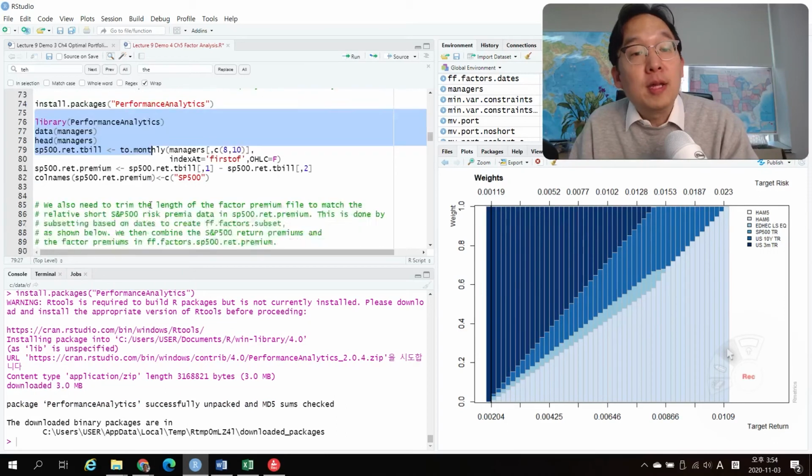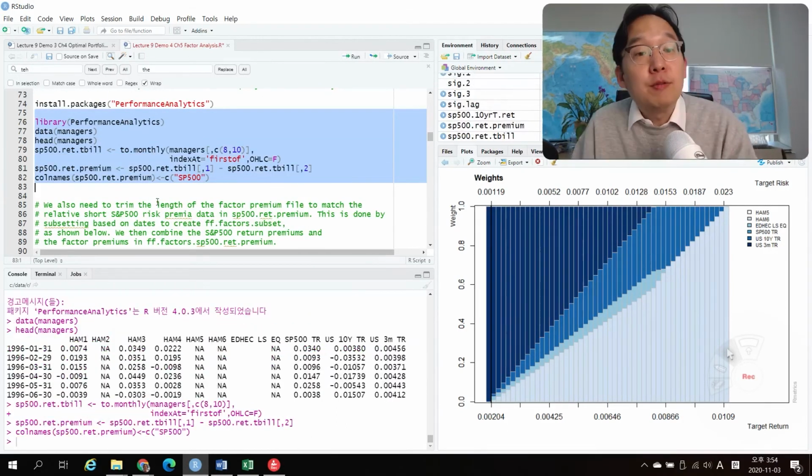Yes. And then see manager's file. And then return T-bills will be extracted, and then return premium will also be extracted, which is return T-bill 1 and return T-bill 2. Okay, so let's see the return T-bill over here, that file.